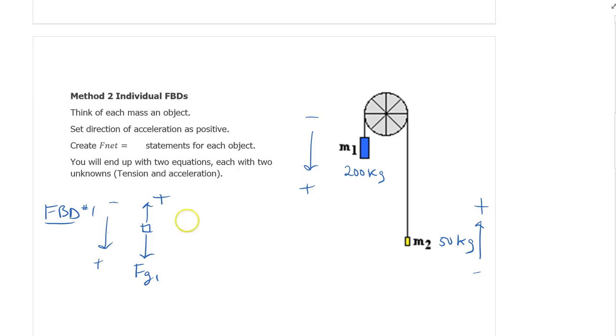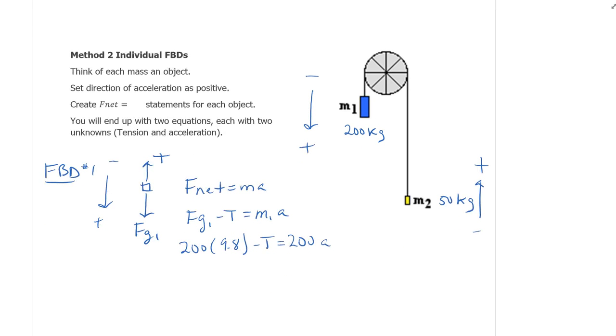So again, when I write my F net equals ma statement, I'll say Fg1 minus the tension force is equal to m1 times a. Now I can plug in all the numbers that I know. I can say 200 times 9.8 minus the tension force is equal to 200 times a. I'll even do the 200 times 9.8 here. I'll say 1960 minus the tension force is equal to 200a.